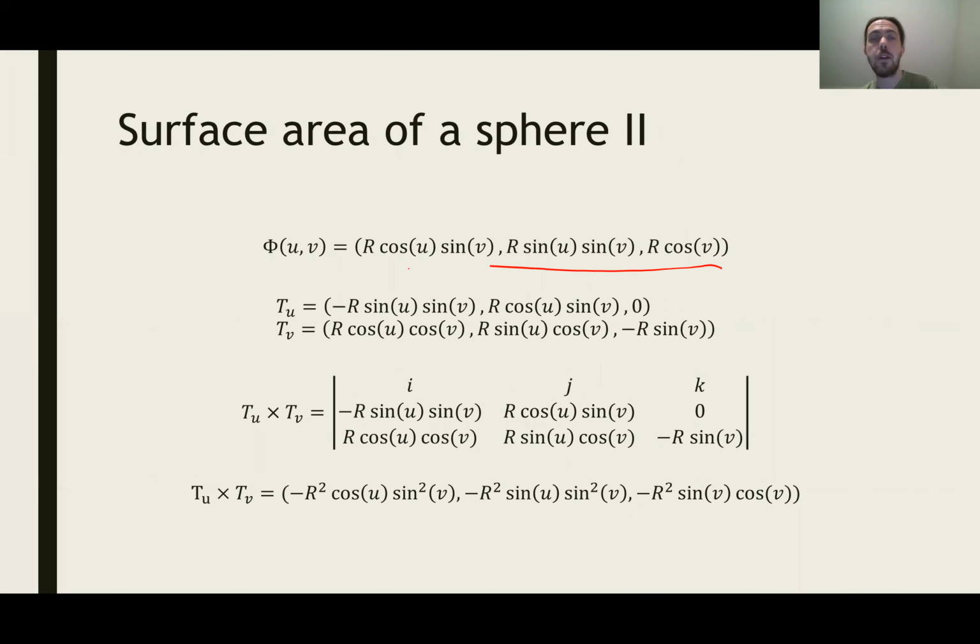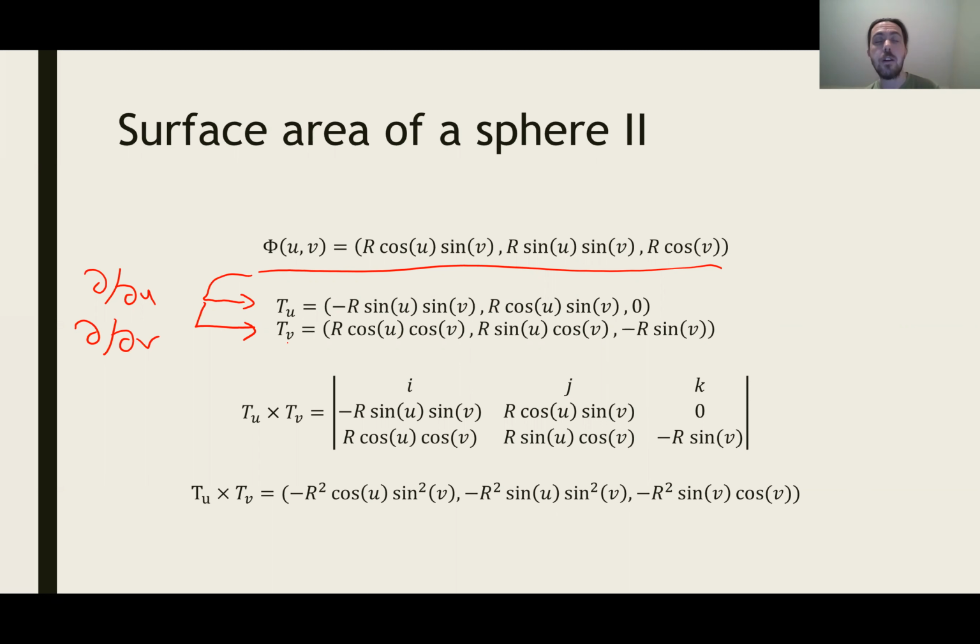Then I'm supposed to take this parameterization, which I've rewritten at the top. The first thing I do is calculate these two tangent vectors. I take my formula for phi, and I take the derivative with respect to u and the derivative with respect to v. The derivative with respect to u is the tangent vector tu. So here r cos u sine v turns into minus r sine u sine v. R sine u sine v turns into r cos u sine v. And r cos v doesn't depend on u at all, so that turns into 0. That gives me the first row, from the u partial derivatives.